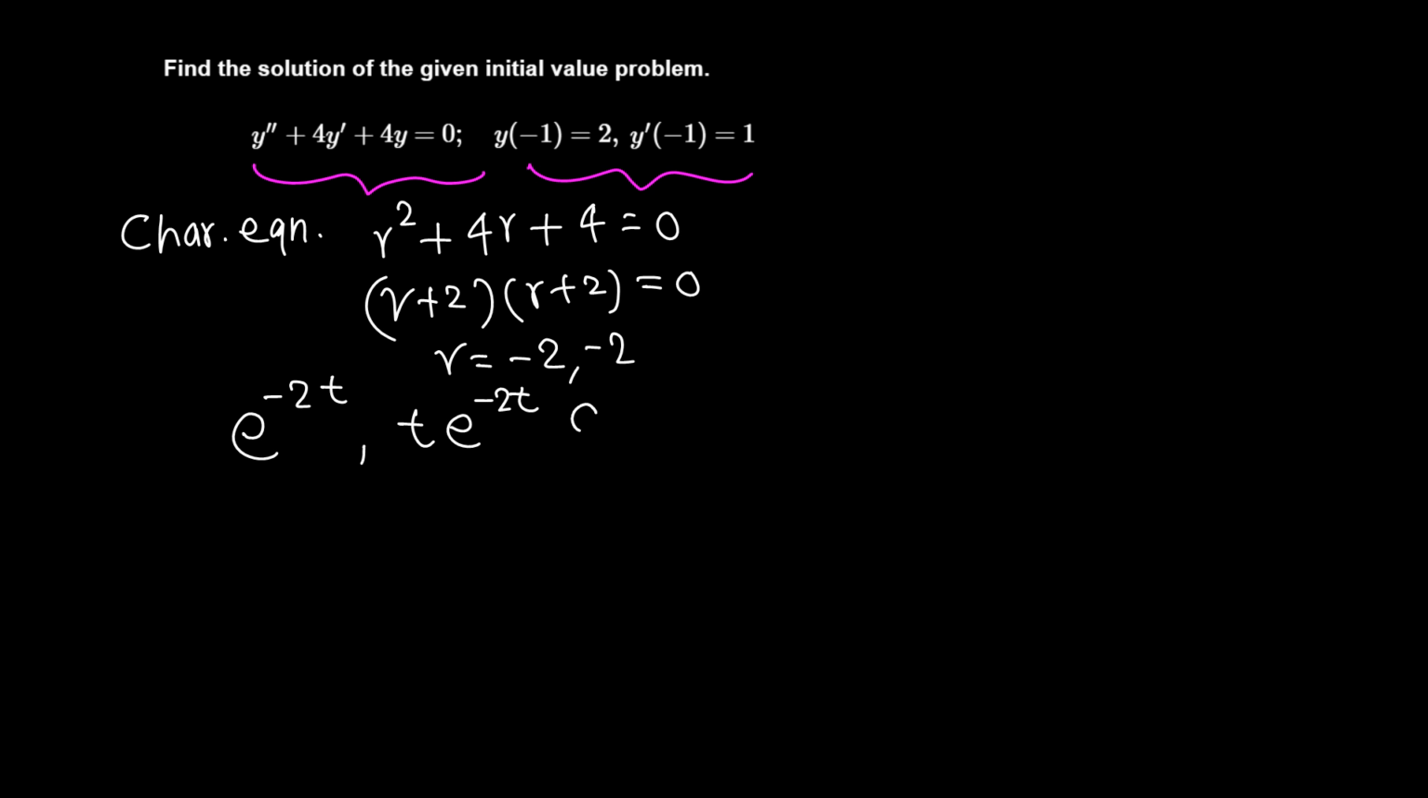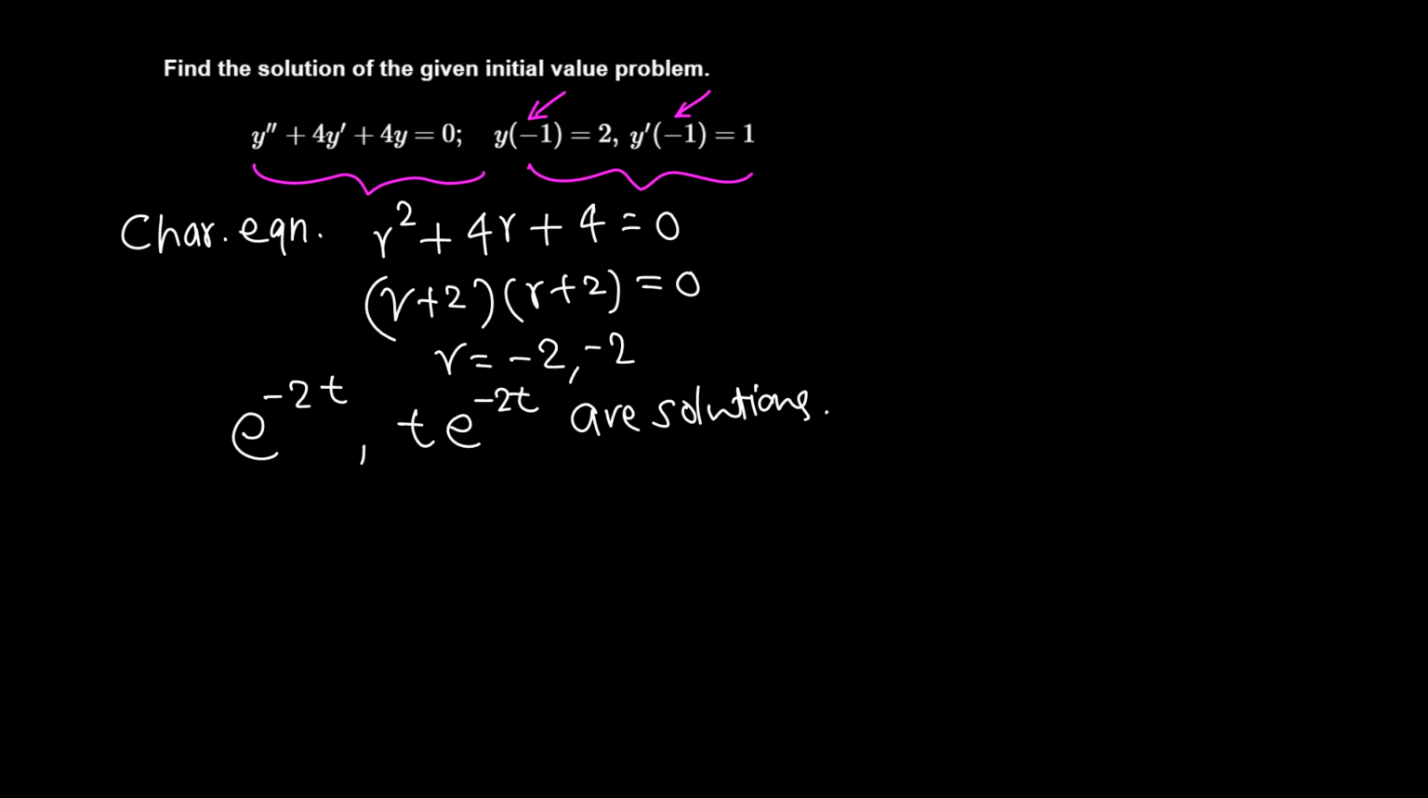Okay, these are solutions, and a linear combination of these two is the general solution. Okay, but if we look at this closely, the initial conditions, we will be evaluating at negative 1. So I want to modify these two solutions.